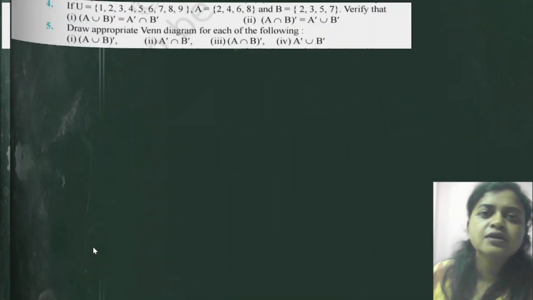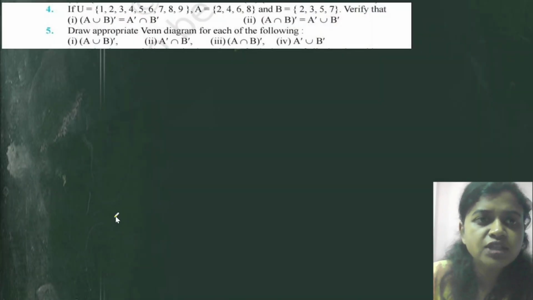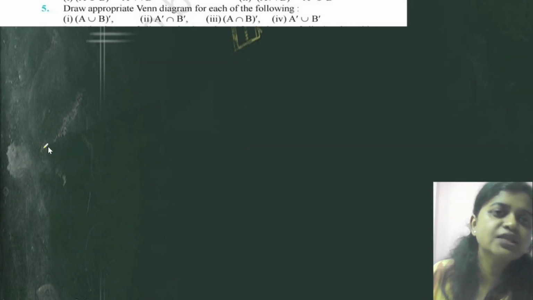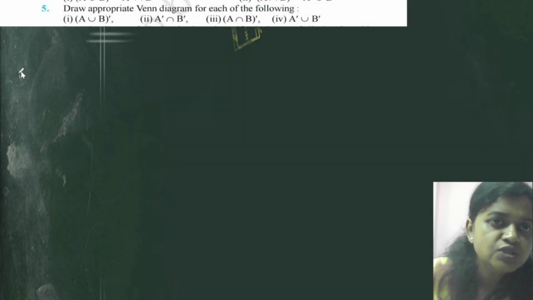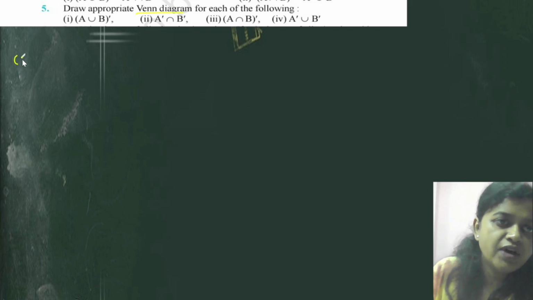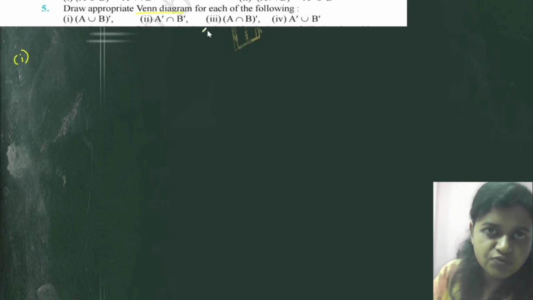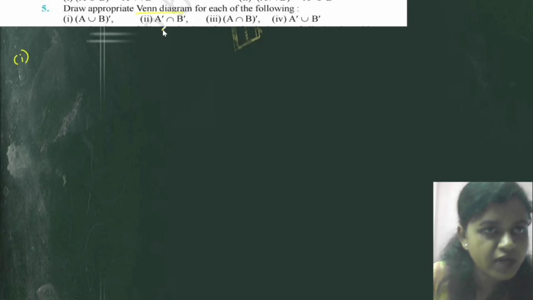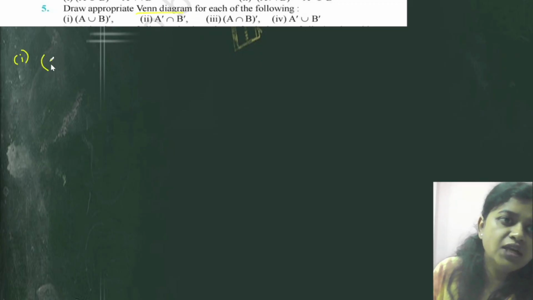Next we will discuss question number 5. Draw an appropriate Venn diagram for each of the following, starting with (A union B) complement. There are 4 questions, so for 4 questions you have to draw 4 Venn diagrams.